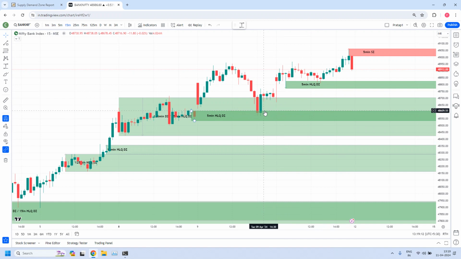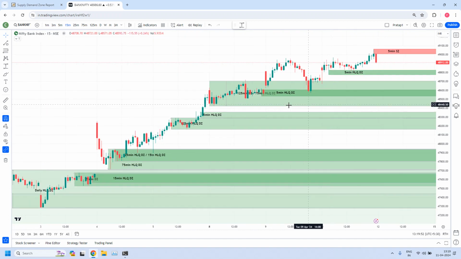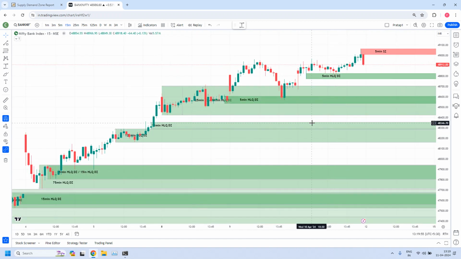This is around 48,600. So we can say you would have taken a trade at 48,600 and the prices went up to 48,987, even more, 48,900. So it has given a 300 points move, even a little higher than 300 points. But okay, on average it has given a 300 points move. So it would have been an excellent trade for us. But anyway, we missed it.